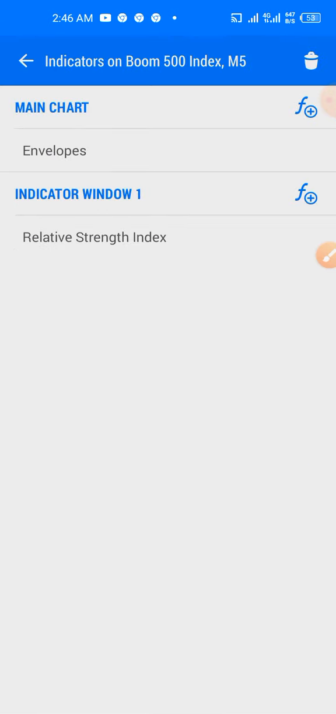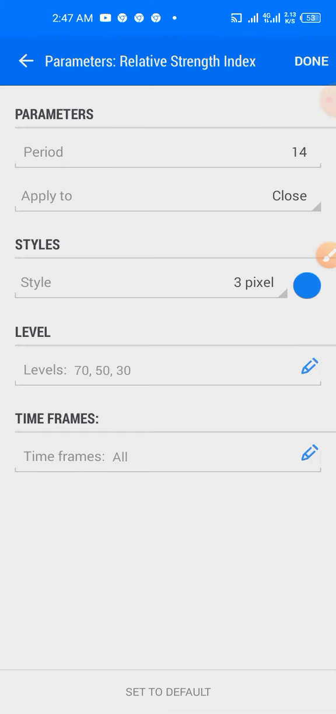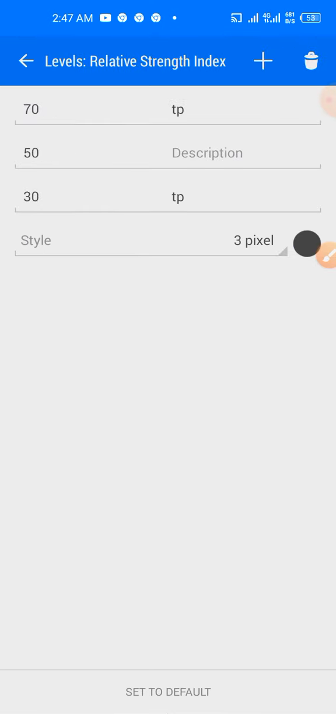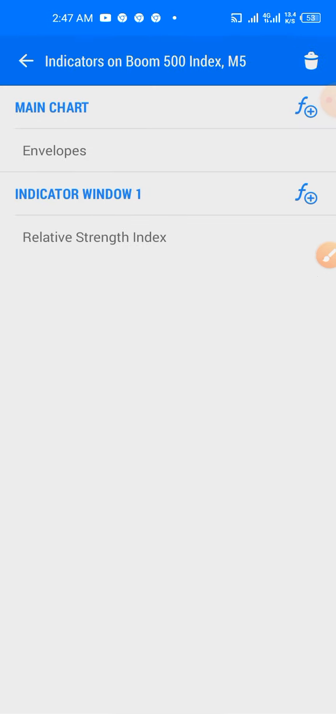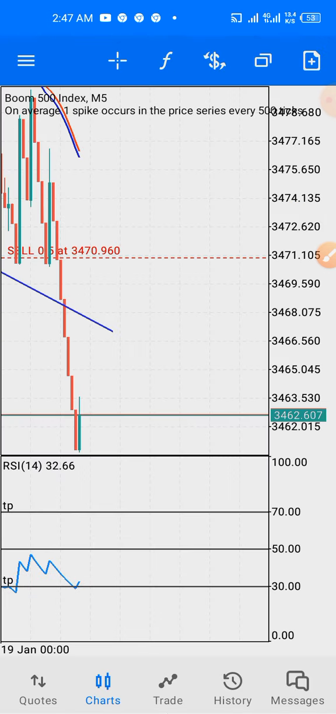Then click done. Then come to the indicator window, choose RSI. Okay, choose RSI, period is 14, apply to close, style is 3 period. I choose blue as my color. Then go to levels, click on levels, you're gonna see it. Then first level take 70, second level should be 50, and then the third should be 30. Okay, the 70 level is your TP for buy, and then the third level is your TP for sell. Okay, I choose my style as 3 pixel and color is black. This is it, man. Boom, you are done. Click done, and you have exactly what I have here on my chart.